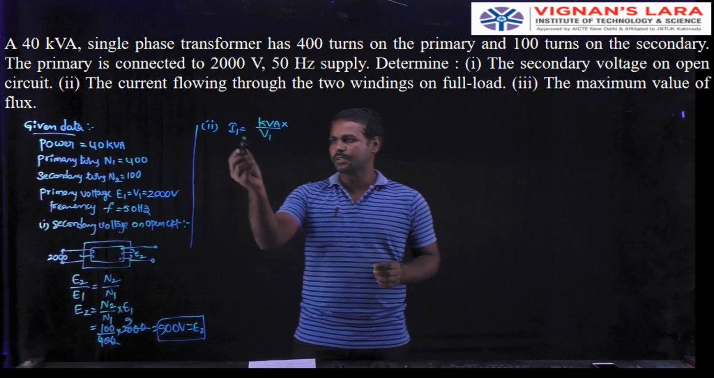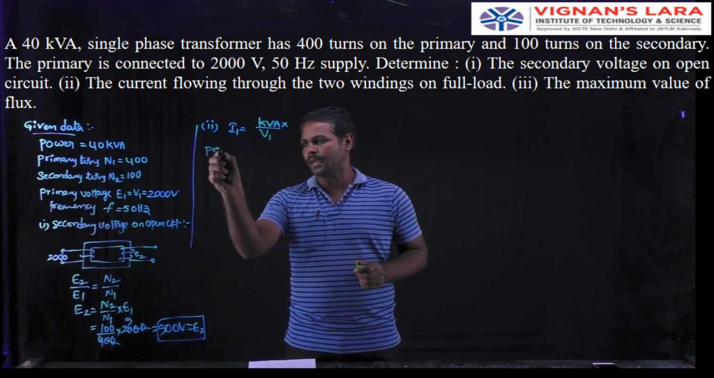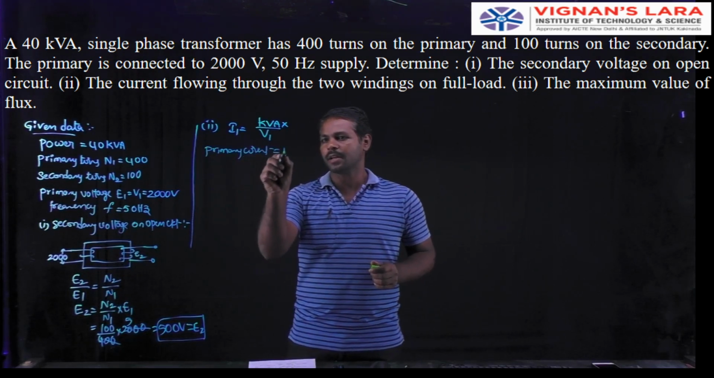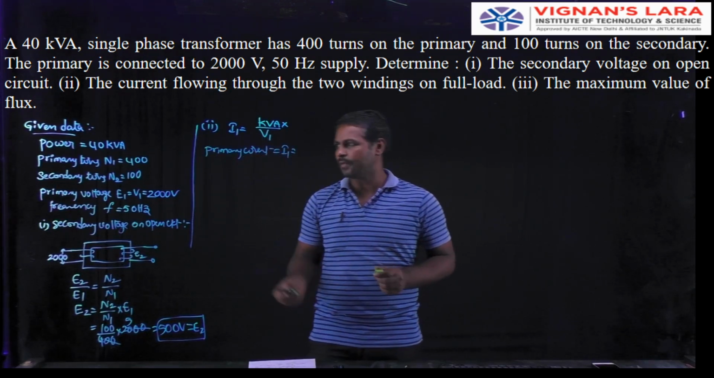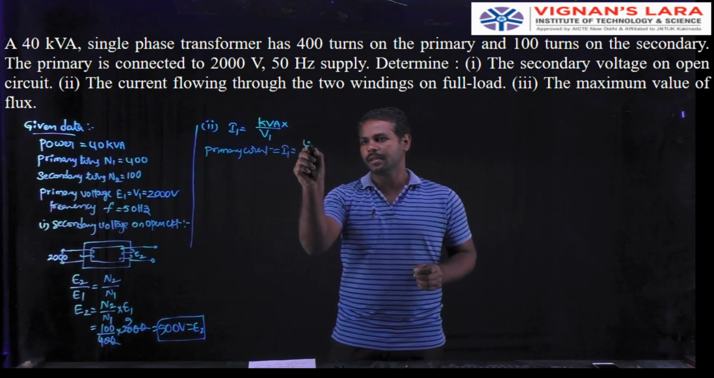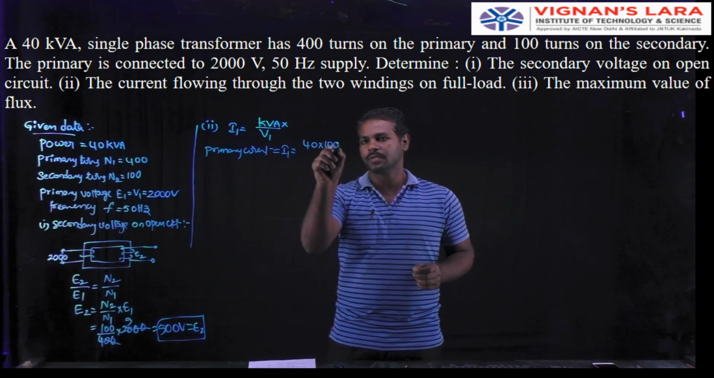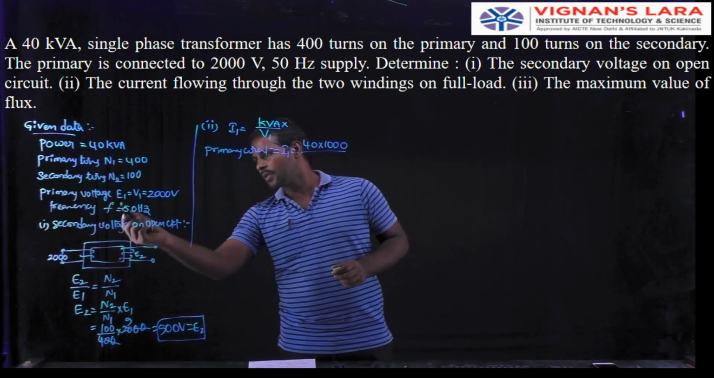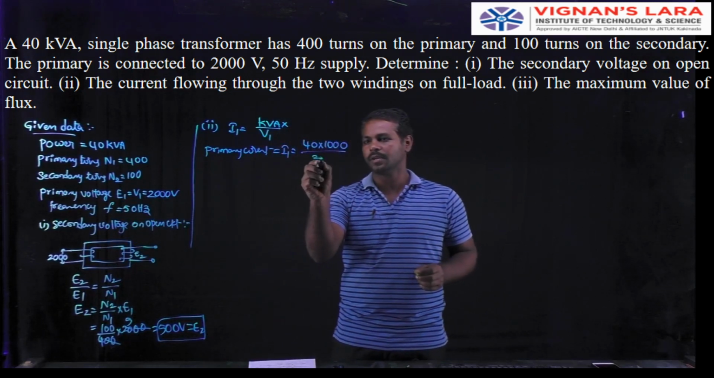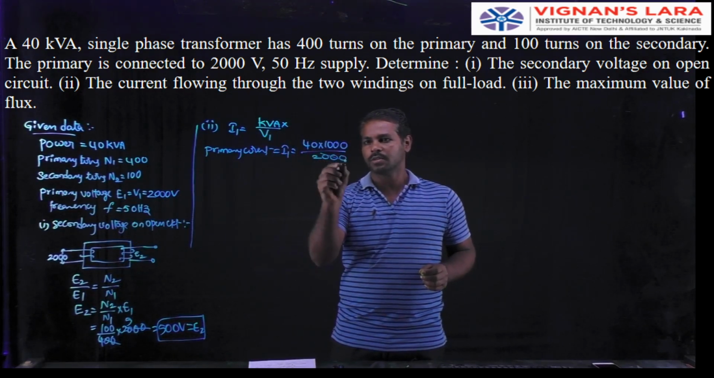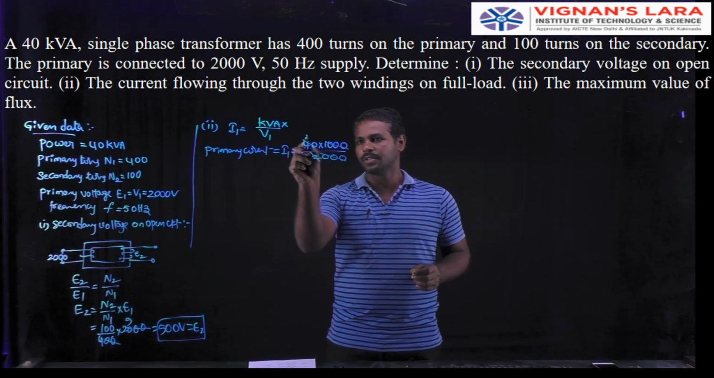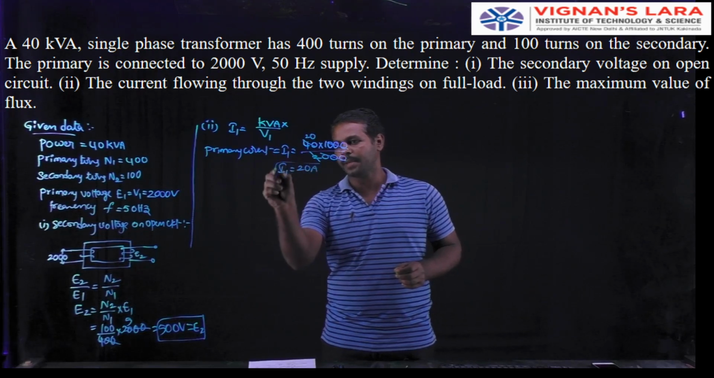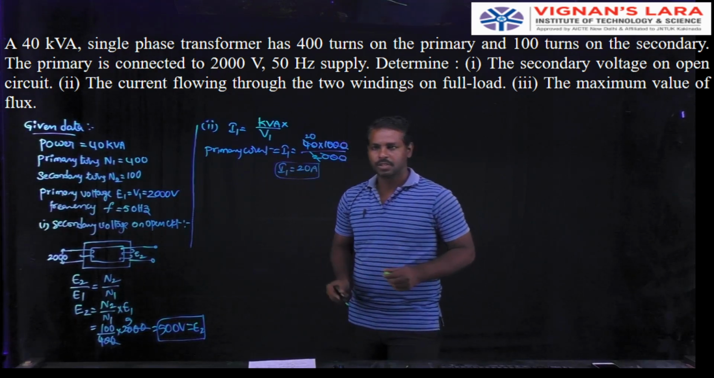So the primary current I1 is equal to the kVA of the transformer, 40 into 1000, divided by V1. V1 is equal to 2000. Three zeros get cancelled, giving 20. I1 is equal to 20 amperes.